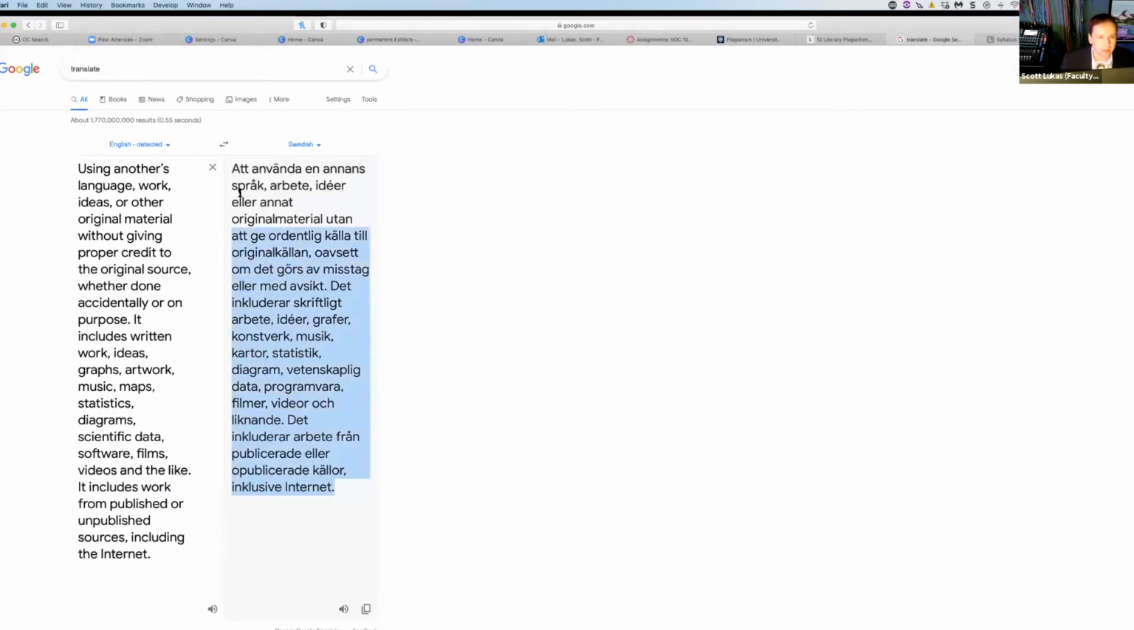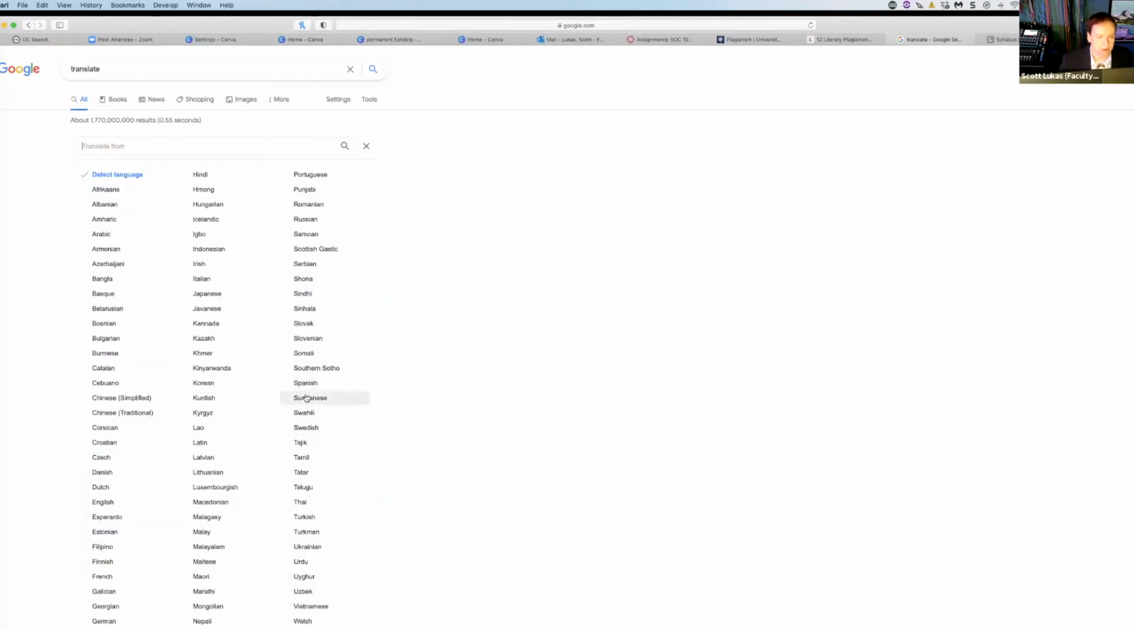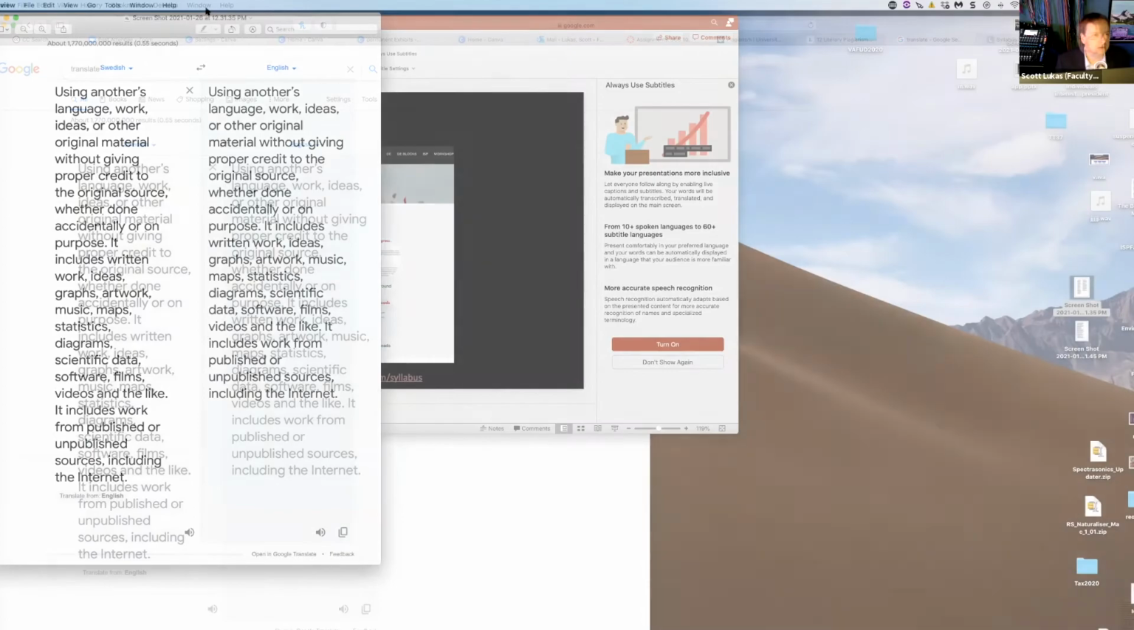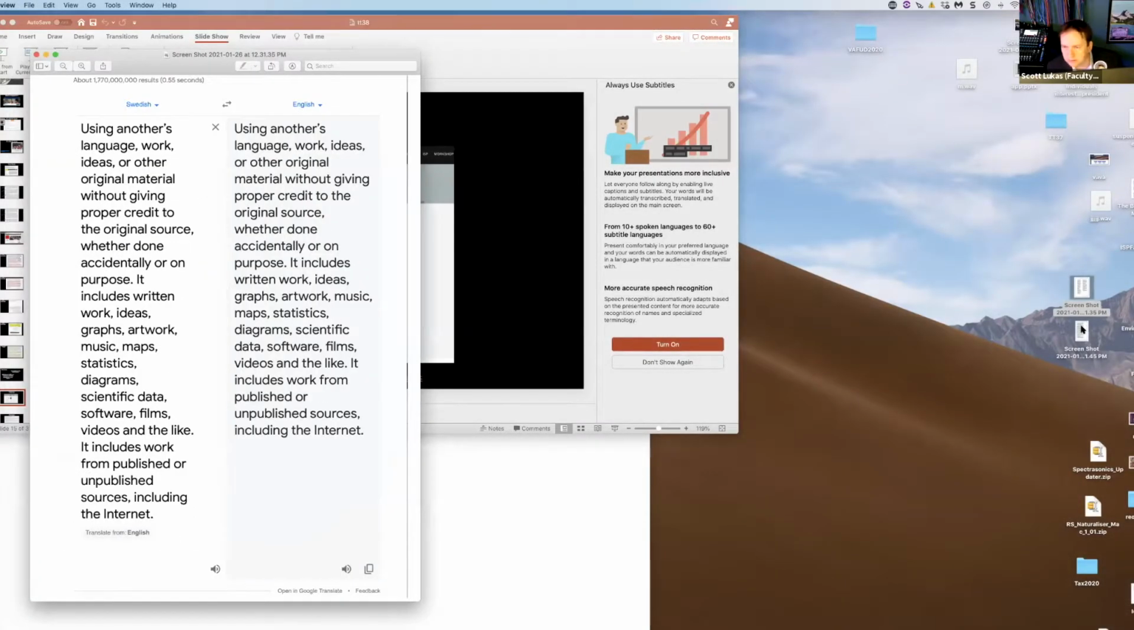Okay, and then cut and paste this, and then I would just go in reverse, correct? Let's see. Or wait, no, I'd have to do Swedish here. Okay. It might detect it, and then English here. Okay. And then let's see. I'll take a screenshot to compare it. And our second one.